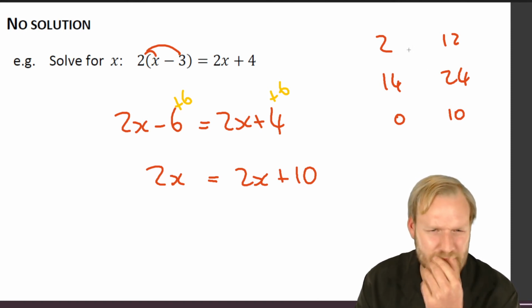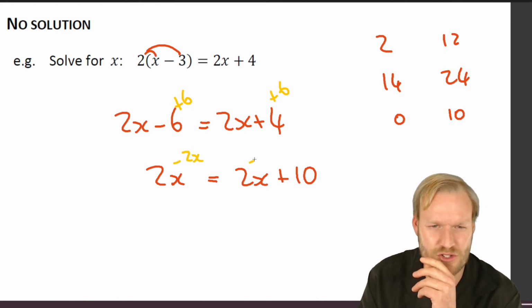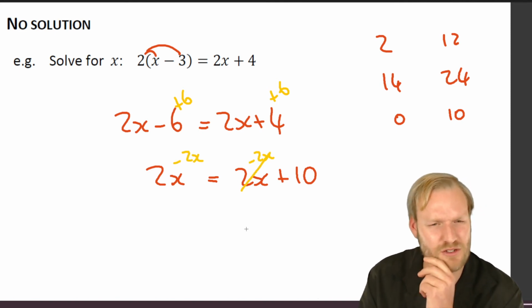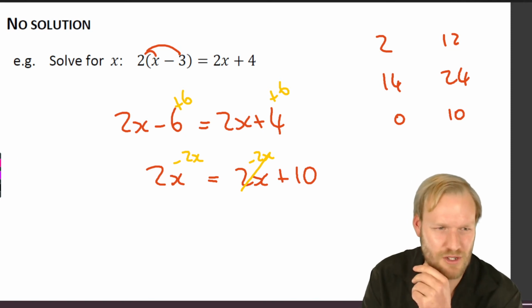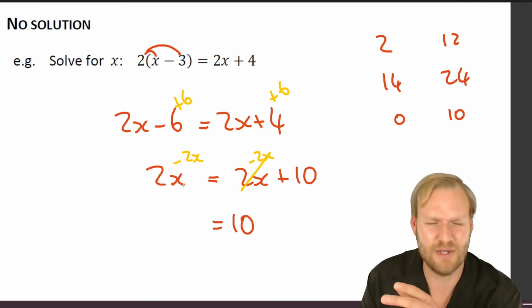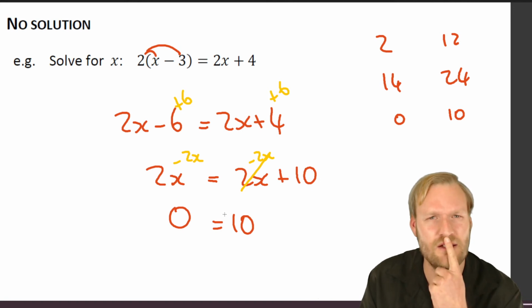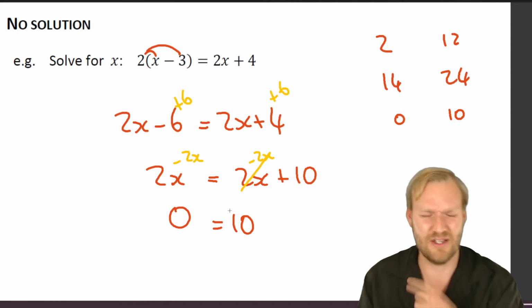So let's see what's going on. What happens if we subtract 2x from each side? Because we don't want that 2x over there, right? We just want the 10 on the right-hand side. Equals 10. 2x minus 2x, what's 2x minus 2x? That's 0. No, wait. Is 0 equal to 10? No.